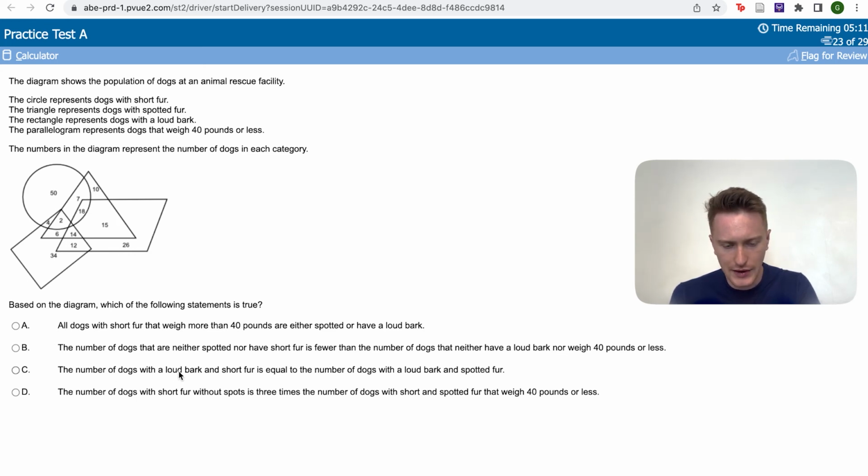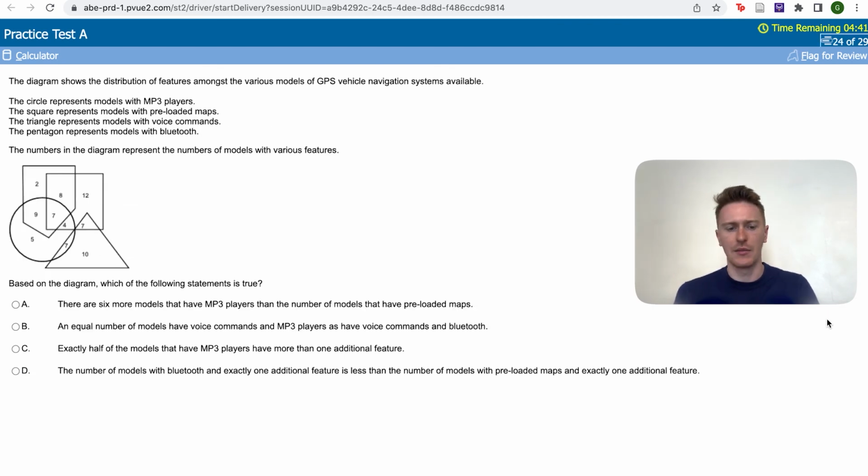The number of dogs with a loud bark and short fur is equal to the number of dogs with a loud, okay, so loud bark is, again, the rectangle. Short fur is the circle, so we're looking at this 6 here, 4 and the 2. Is equal to the number of dogs with a loud bark and spotted fur. Loud bark is, again, this thing. Spotted fur is the triangle. Well, no, this triangle's got way more, so that's not true. I'm going to guess D on this one. I'm not going to check it because we've got very little time left.